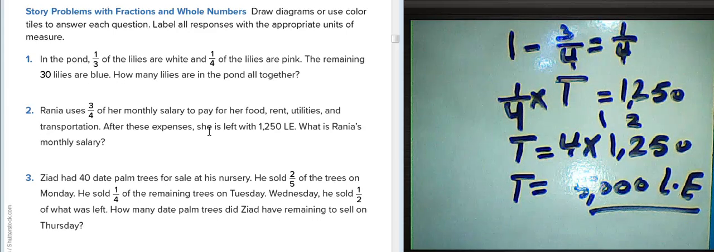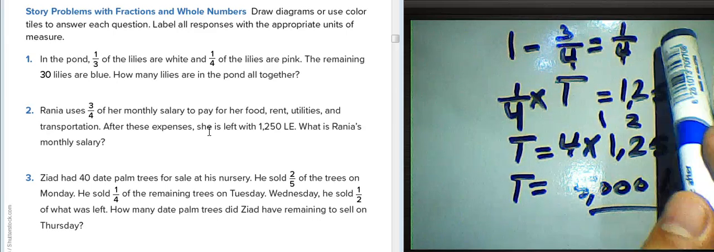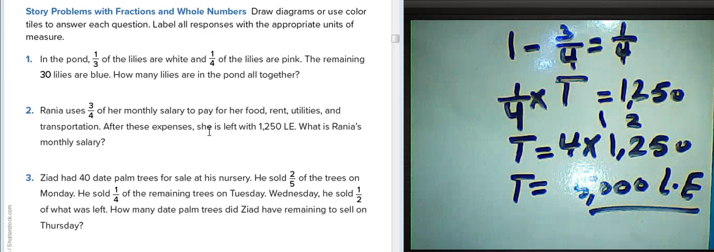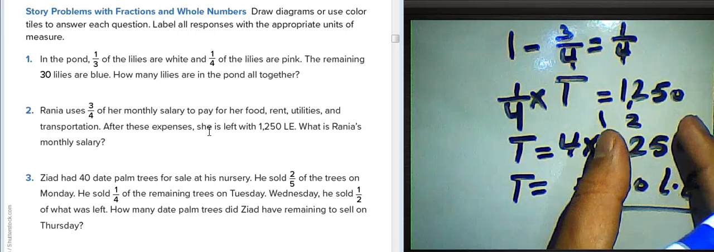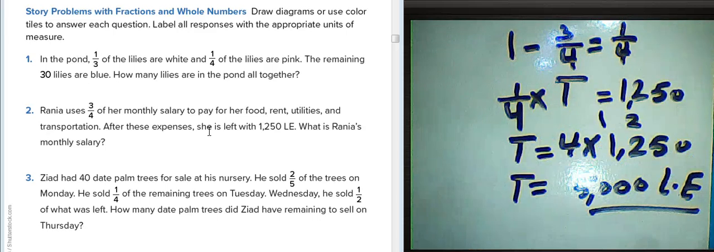First step, we find the fraction of the remainder, which is one fourth. She has a remainder of one fourth. Okay, and the total salary I want to find by multiplying the remainder by 4, because the result here is one fourth. So the total will be 5,000. Okay.